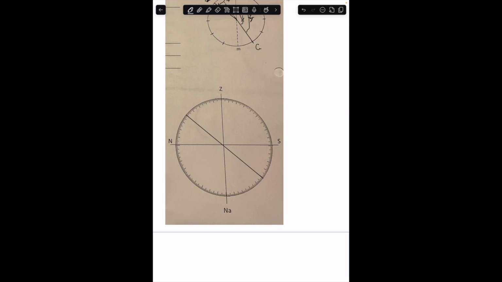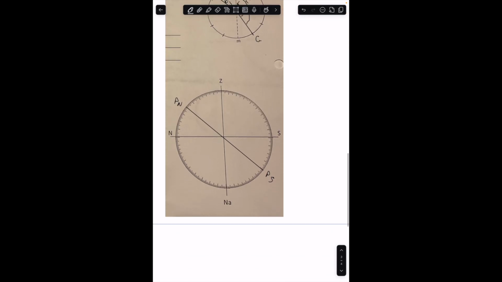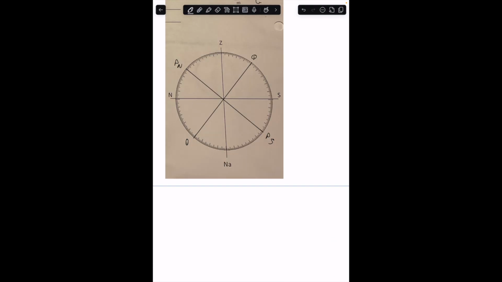There are two ways that you can do that. You can either say it's 40 degrees north, or you can say that the pole is an additional 50 degrees north of us if we're at 40 degrees north, so you would count 50 this way. So this is pole north, and this is pole south. And we know that if we're at 40 degrees north, the equator is going to be 40 degrees south of us.